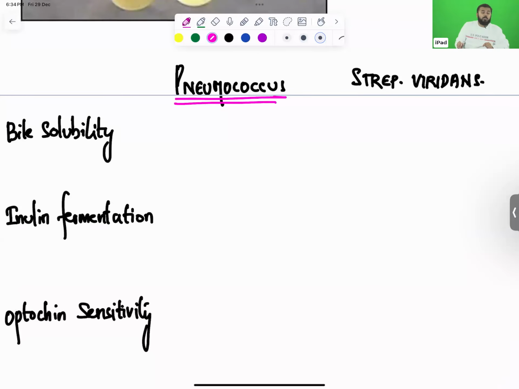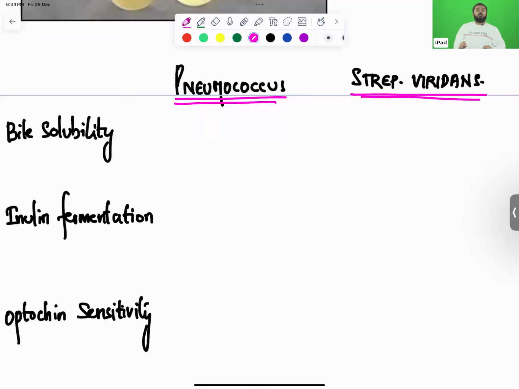Now, if you compare pneumococcus, meaning Streptococcus pneumonia, okay? Azithromycin, where do you use? You can use it for H influenza, any bacteria you can use, okay? So it is not a drug of choice particularly. You can use, yes, Anand, you can use that, okay? You can use. So, pneumococcus and Streptococcus viridans.